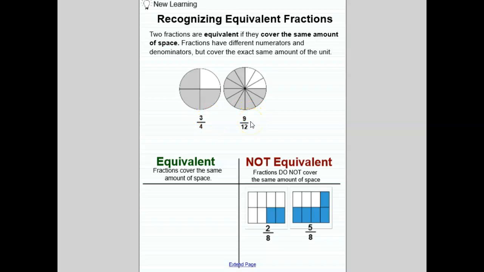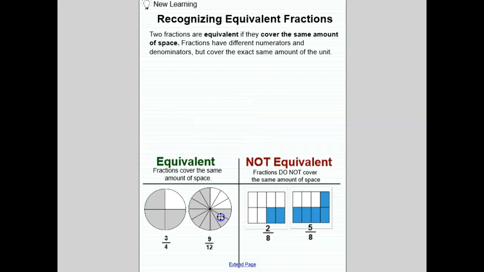Again, I notice right away that they have different numerators. They also have different denominators. They've been broken into different amounts of equal sized parts. But boys and girls, I notice that the shaded or selected pieces cover the exact same amount of space. So I know right away that these fractions are equivalent. And the reason they are equivalent is because they cover the exact same amount of space.